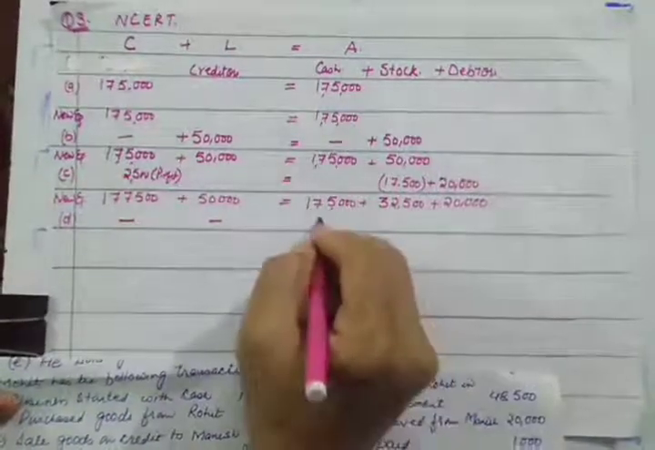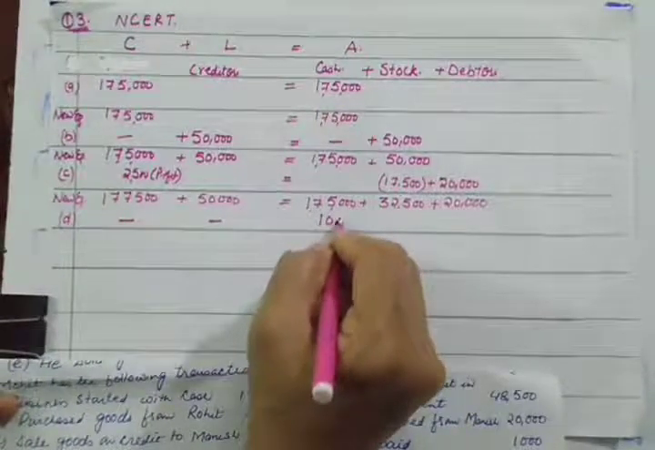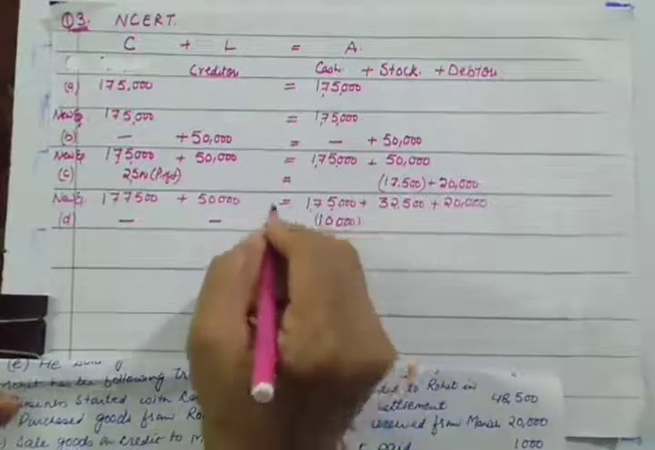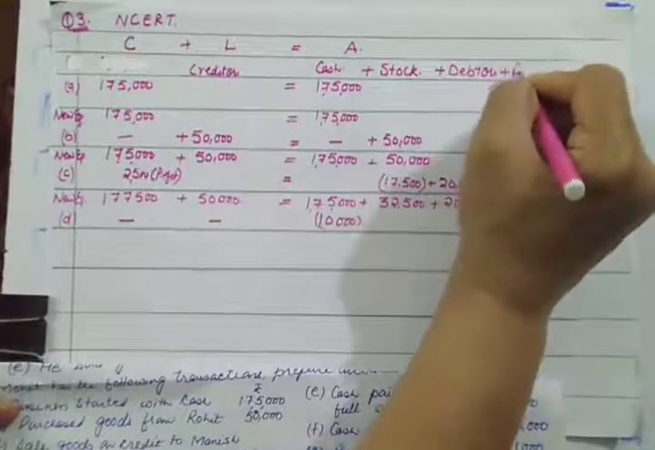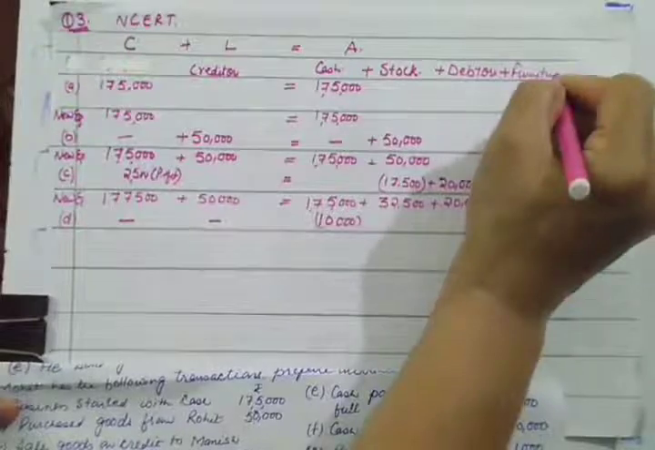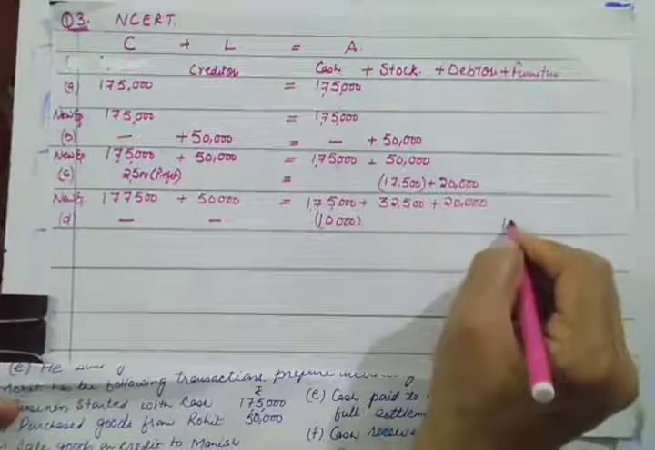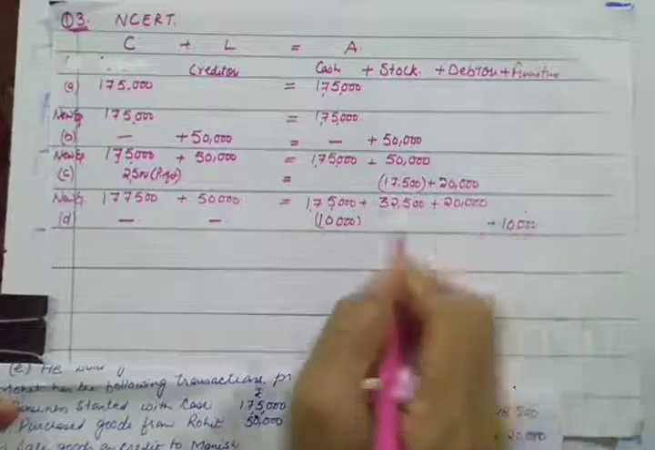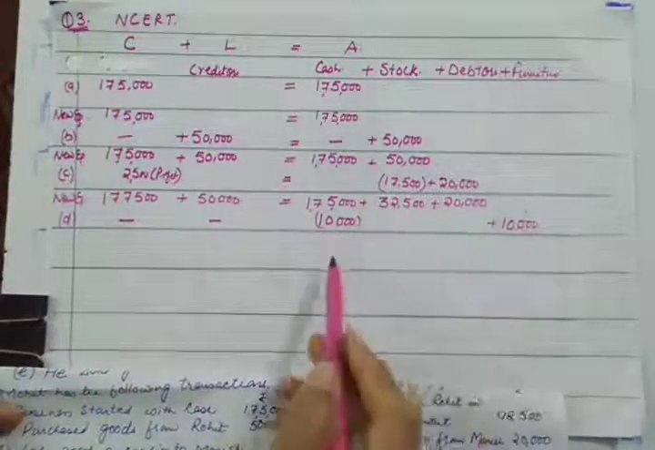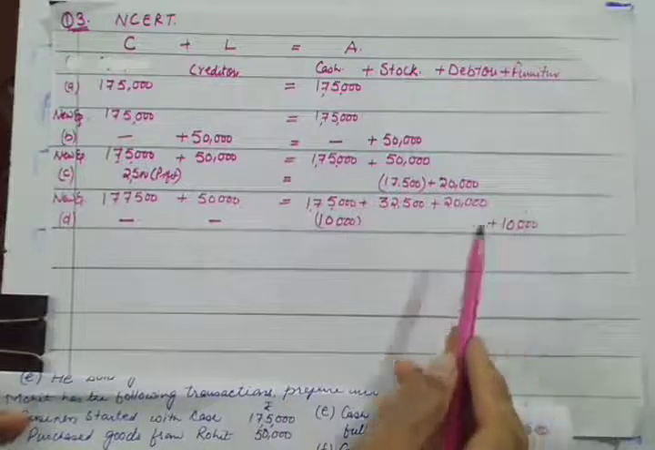You are buying furniture of rupees 10,000. So 10,000 will be deducted from the cash. A new item will be added, furniture, and in the same alignment here, 10,000 plus. So are we going to change our equation? No. 10 is added, 10 is deducted.